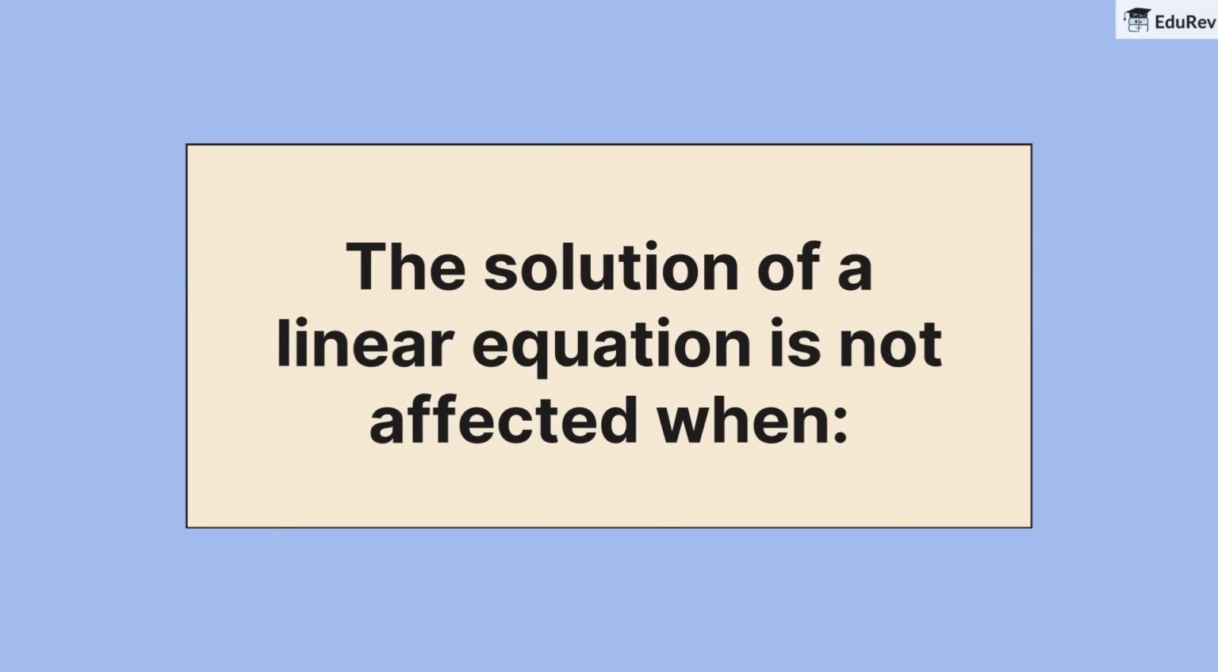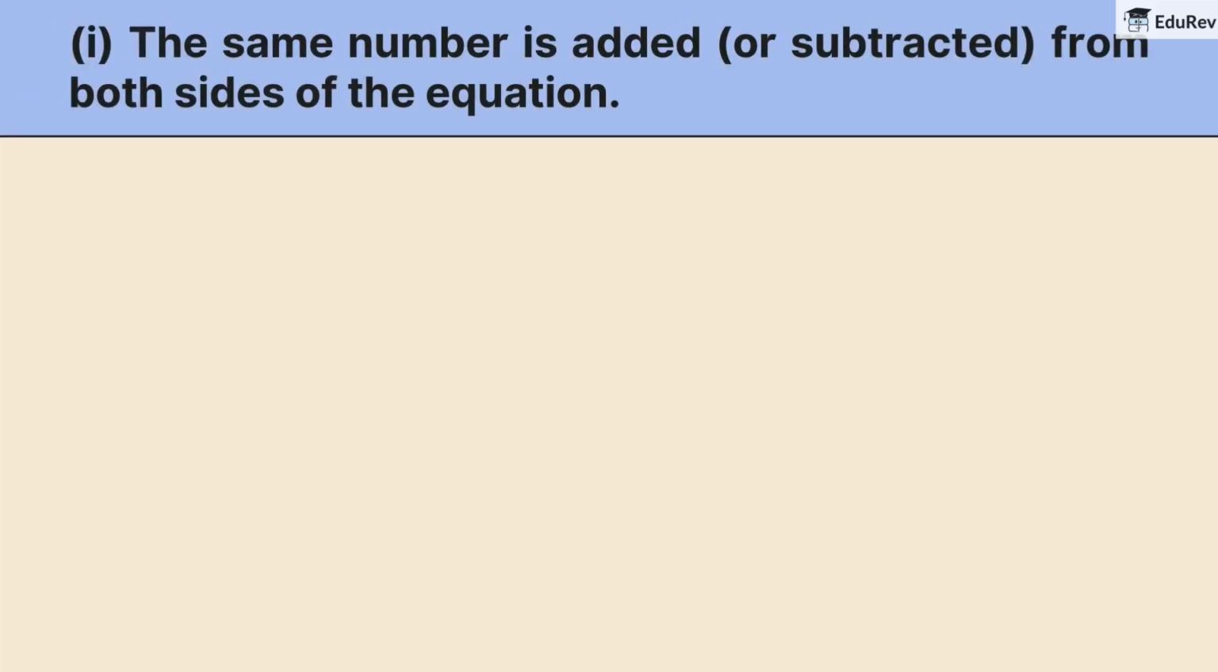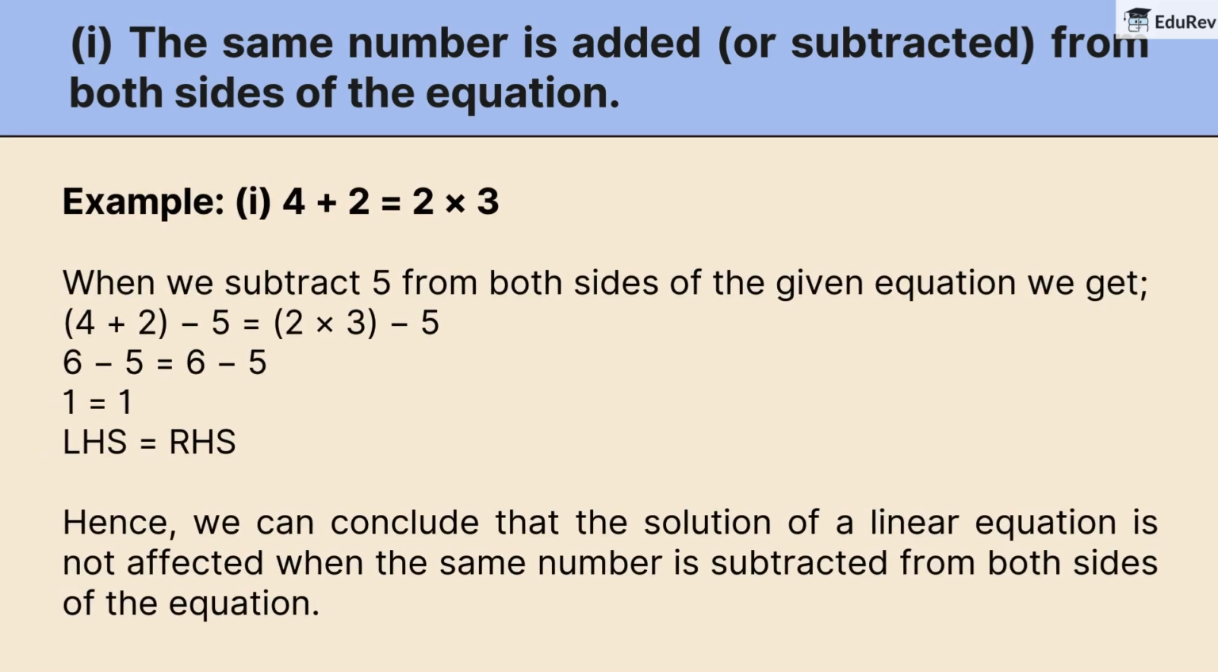Now, let's explore how the solution of a linear equation is not affected when certain operations are performed. First, if we add or subtract the same number from both sides of the equation, the solution remains unchanged. For example, in the equation 4 plus 2 is equal to 2 times 3, if we subtract 5 from both sides, we get 4 plus 2 minus 5 is equal to 2 times 3 minus 5, simplifying to 6 minus 5 is equal to 6 minus 5, which results in 1 is equal to 1.